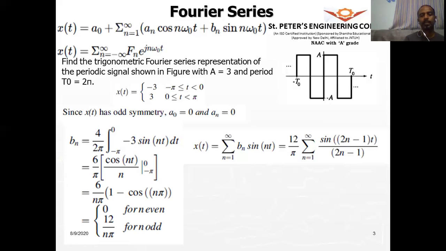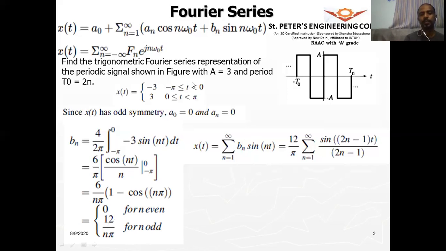And you know that when n takes all odd values, cos n pi is minus 1. So minus of minus 1 will become plus 1, so this term will exist. When n takes all even values, cos will be plus 1, so 1 minus 1 will become 0. So the function will be 0 for n even, and for n odd, 1 plus 1 is 2, and 2 into 6 is 12. So you get 12 by n pi for n odd. So that will be the bn term.